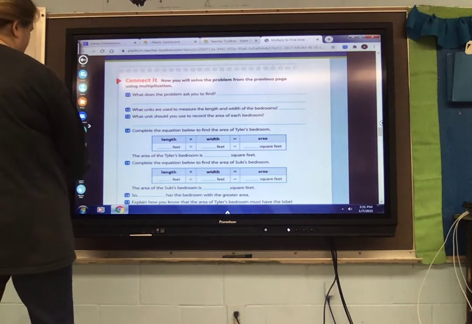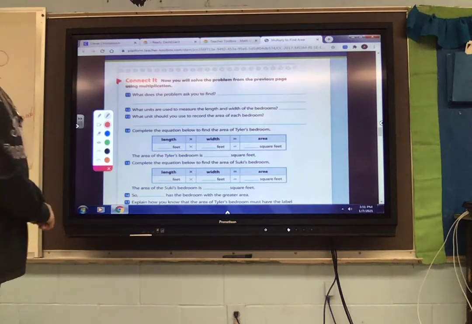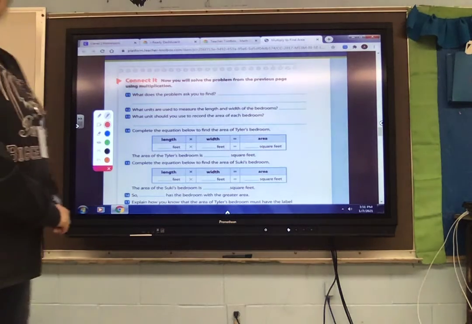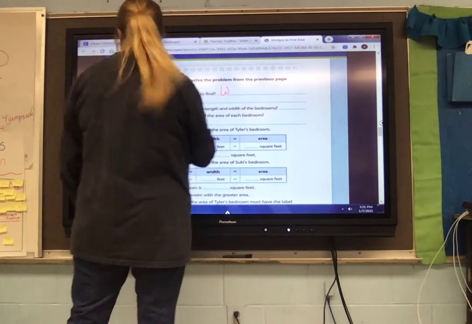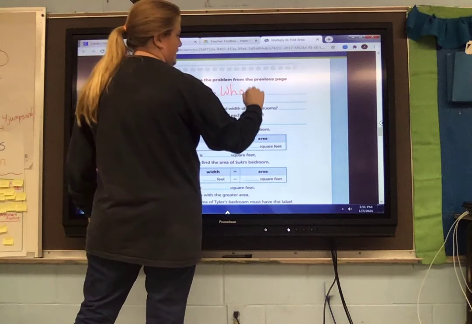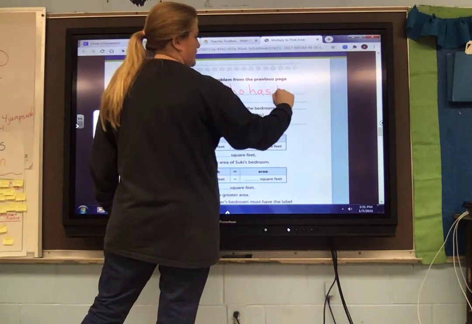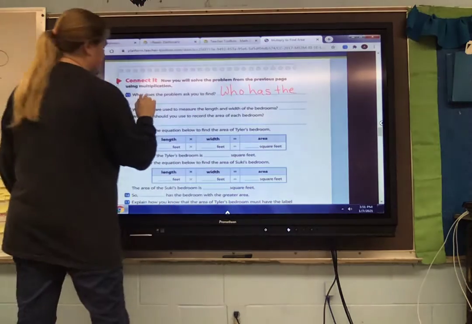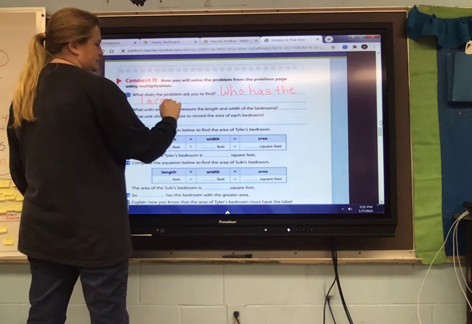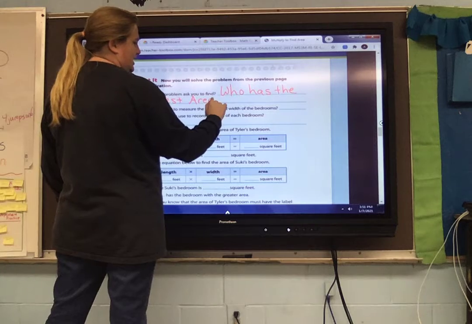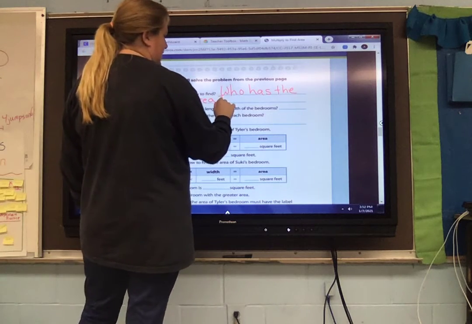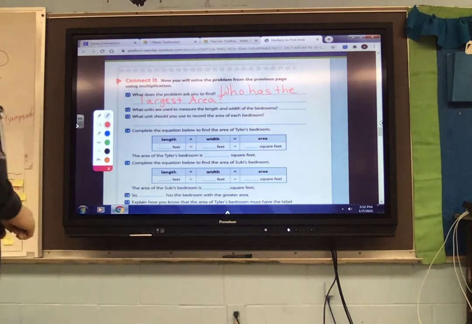So number 11, what does the problem ask you to find? It's asking us to find out who has the largest area. It wants us to find the area of both rooms and tell whose is the largest. So who has the largest area?